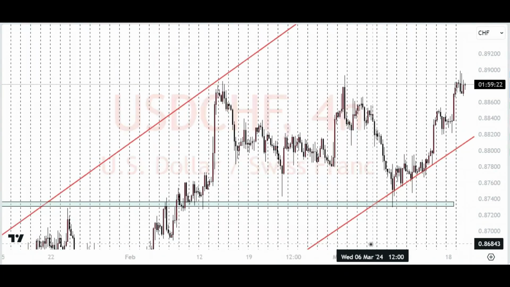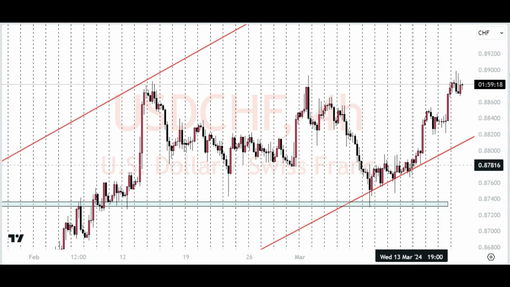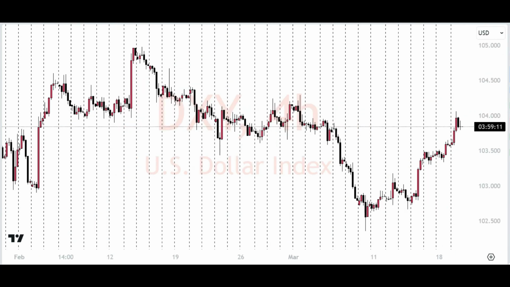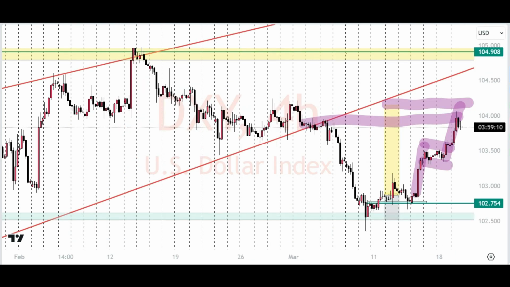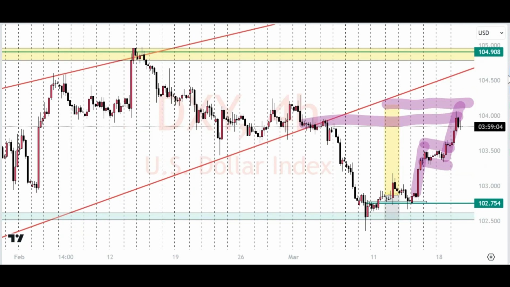So let's look at USD CHF. I did mention that I wasn't liking what the market was doing, but I knew that USD CHF was gonna go up because USD CHF is a pair correlation of the dollar index. So if the dollar index goes up, USD CHF will go up. If the dollar index is going down, USD CHF will go down. So let's look at what I am saying.